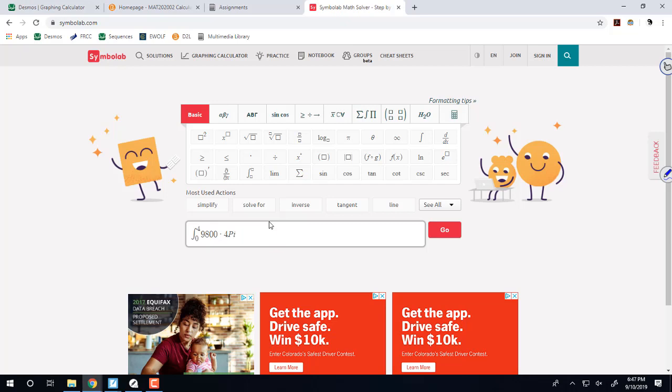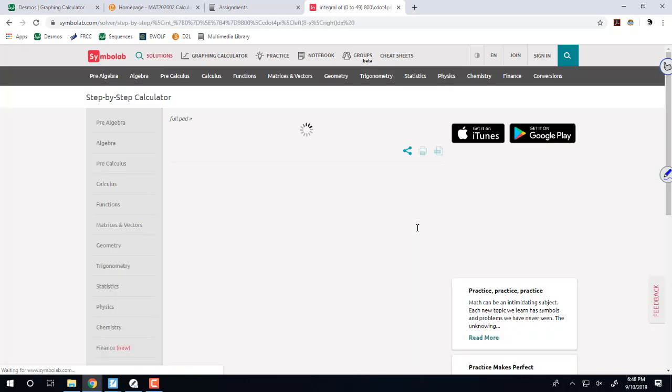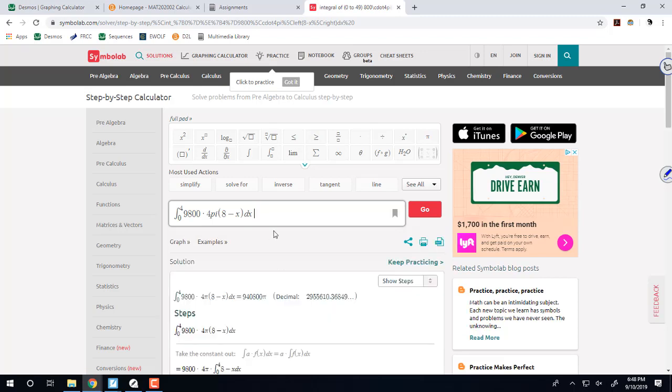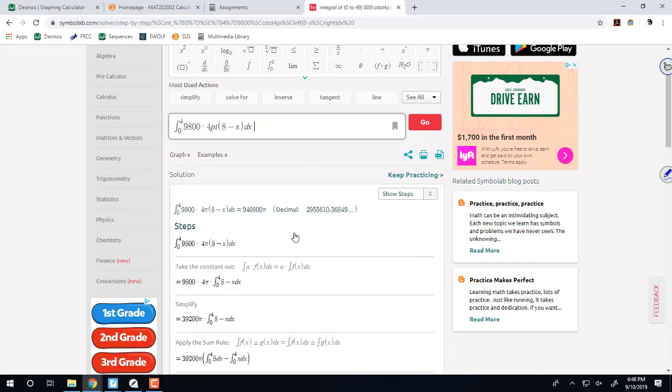What was it? 8 minus what? Let's do 8 minus x dx. I think Wolfram's a little more intuitive because you can just type it out: integrate this from here to here. It's nice that you can see this one typeset. So just make sure it's correct. Yeah, so it's this number right here.